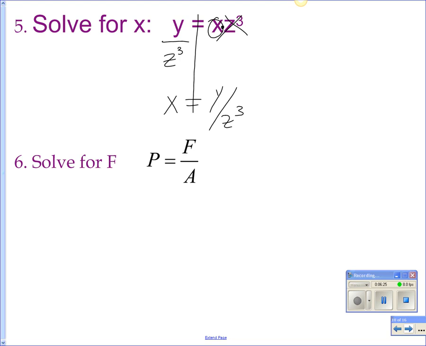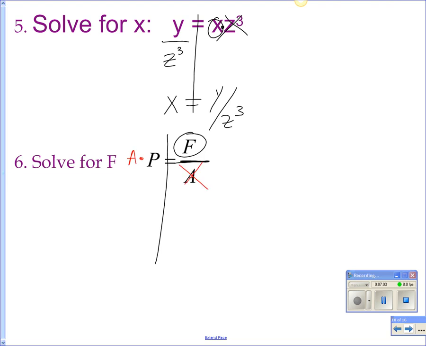P equals F over A. Y divided by Z to the third. Number 6. P equals F over A. You need to raise your hand. Tyler, what do I do first? Circle what? What did you say? Oh, sorry, I didn't hear you. Okay. Caitlin, what needs to move away from F? And what does this mean, Caitlin? So what's the opposite of divide?